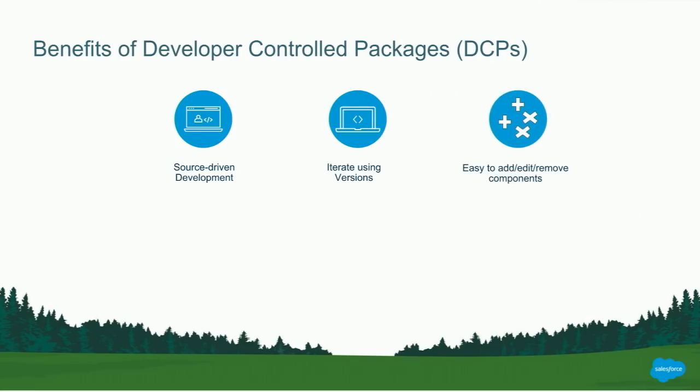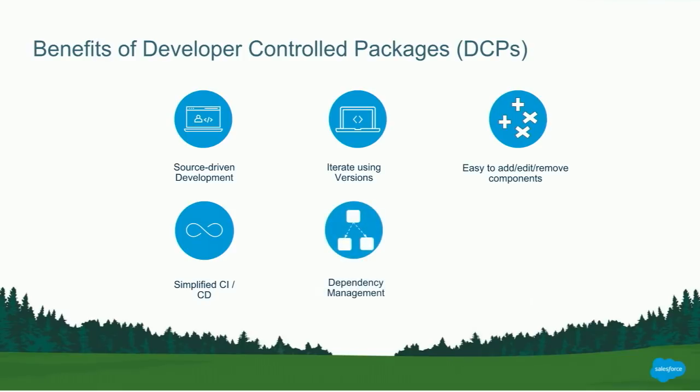We have made it incredibly easy for you to add, modify, and remove components so that it's very easy for you to iterate. With an immutable artifact that packaging provides, it becomes much easier for you to put together a continuous integration system, which I'll be highlighting a little more as we go along. And dependency management. Packaging provides a mechanism for you to say, here's my financial package, and it depends on my ERP core. Or here's my particular expense management module that I'm building, and I want it to depend on this utility package that I have. So dependency management is built into DCPs, which makes it much easier for you to do modular development.